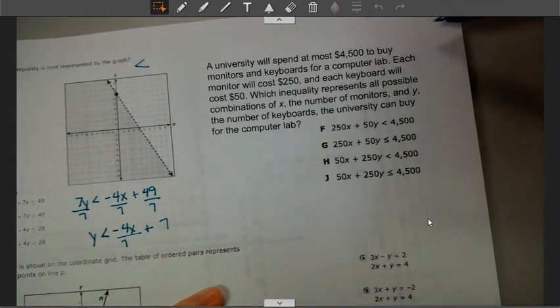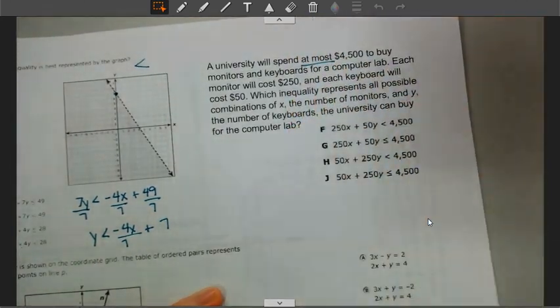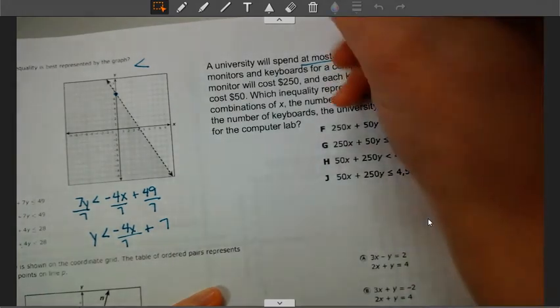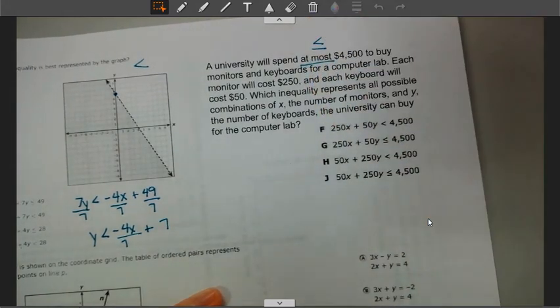A university will spend at most $4,500 to buy monitors and keyboards for a computer lab. Each monitor will cost $250. Each keyboard will cost $50. Which inequality represents all possible combinations of x, the number of monitors, and y, the number of keyboards the university can buy? Okay, let's start. At most, that is less than or equal to.